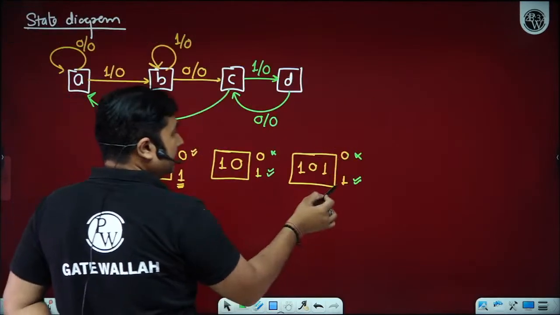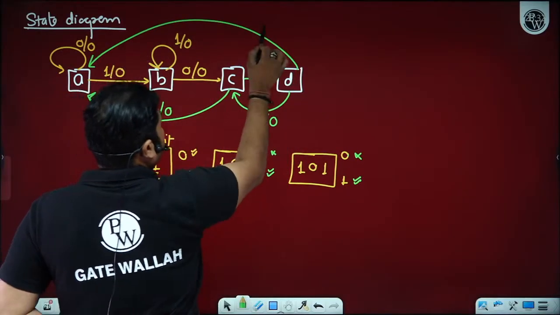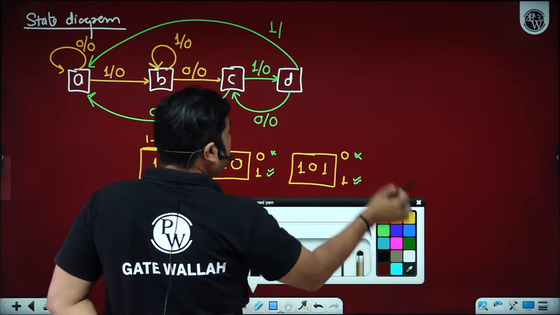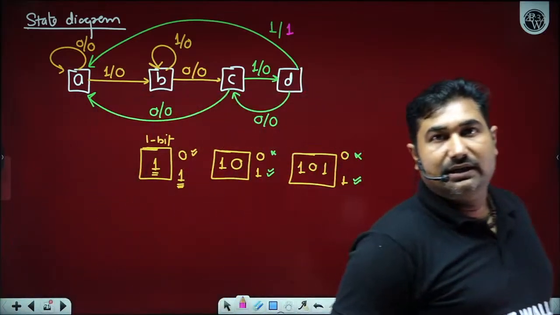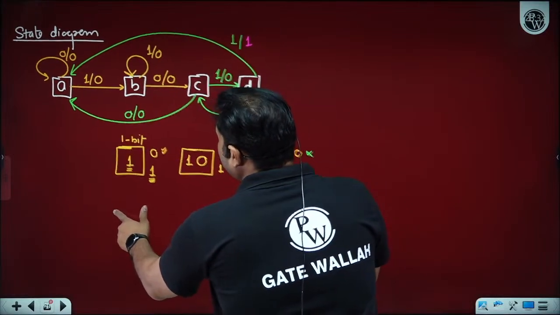So when it is detected, you will go back to the reset state in case of non-overlapping. Output will become logic 1. Why? Because the entire sequence got detected. So this is how we can construct the state diagram. Now from the state diagram, we can construct a state table.